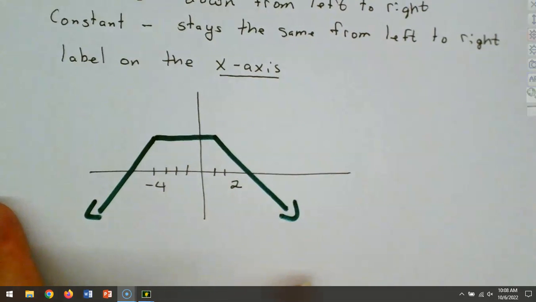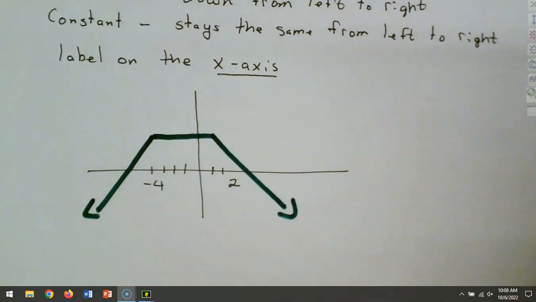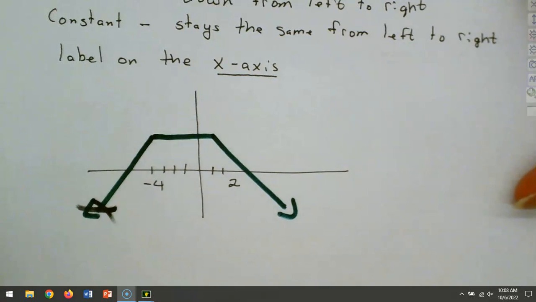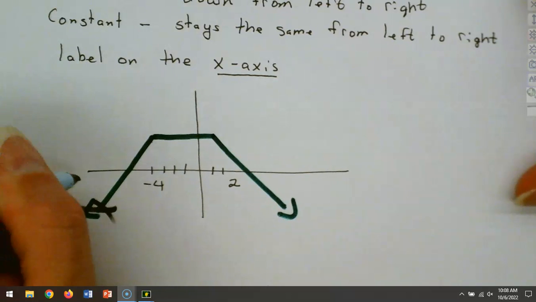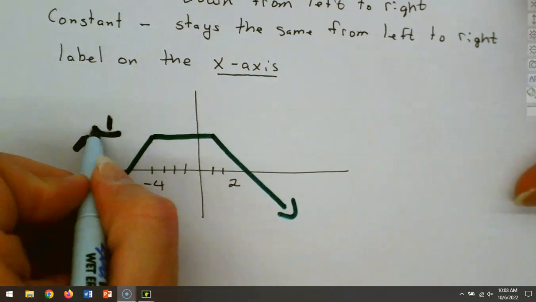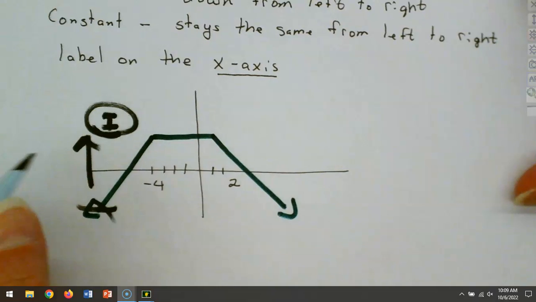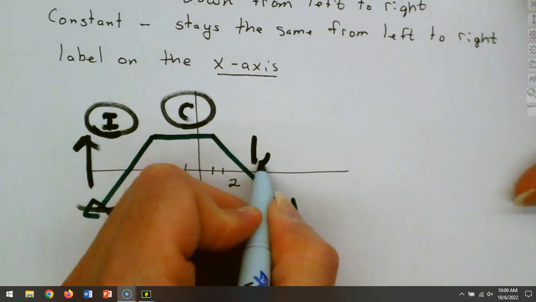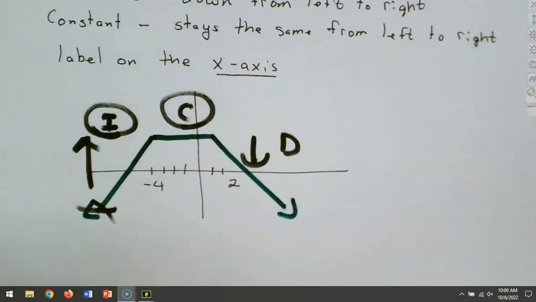Okay, so here is our graph. Now, we need to figure out where it increases, where it decreases if it does at all, and where it stays constant. I look from left to right, so I start here, and I'm going to use arrows to represent what's happening. As I follow this graph, it's going up, so that's your increase part. Then it stays constant here, so that's the constant part. And then here it goes down, so that's the decrease part, looking from left to right.